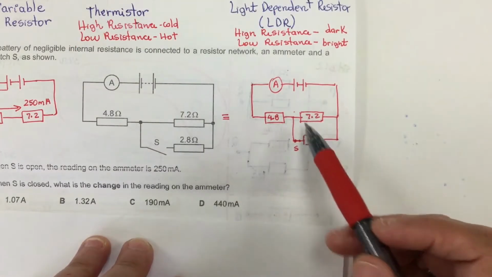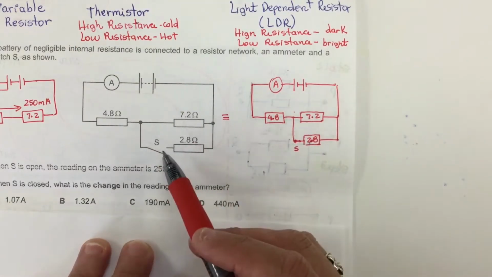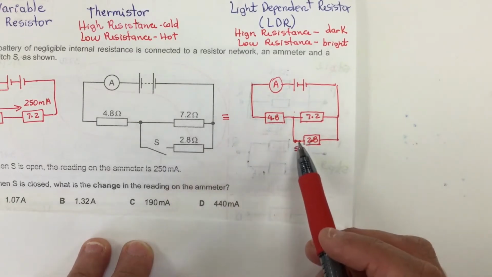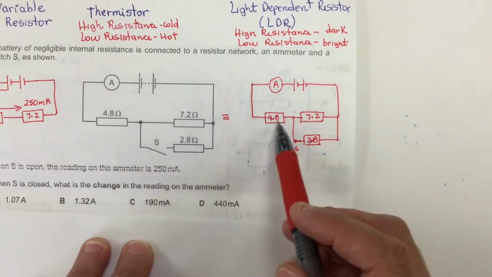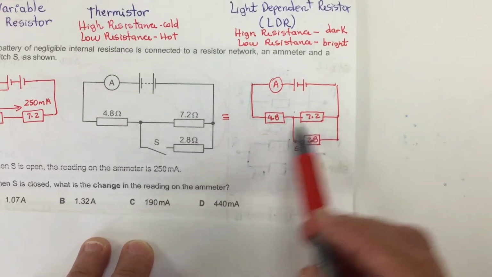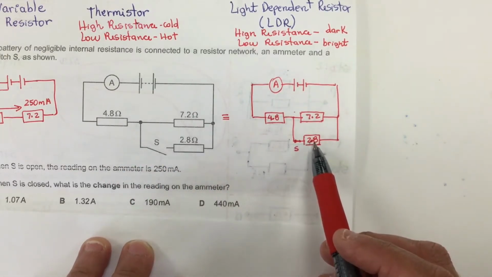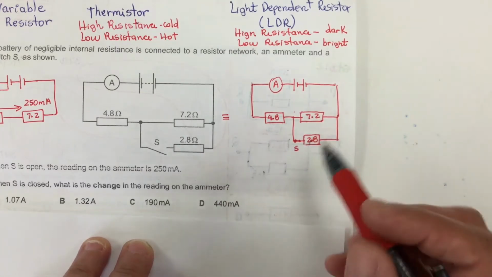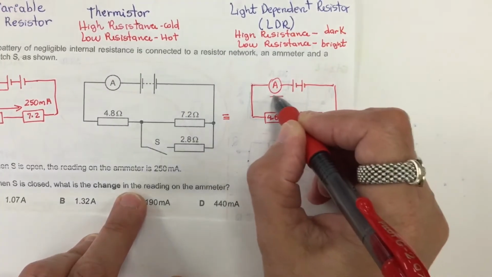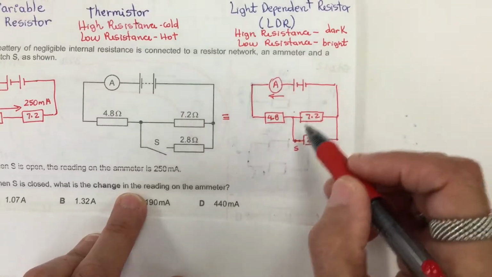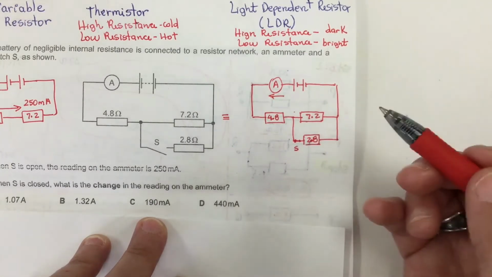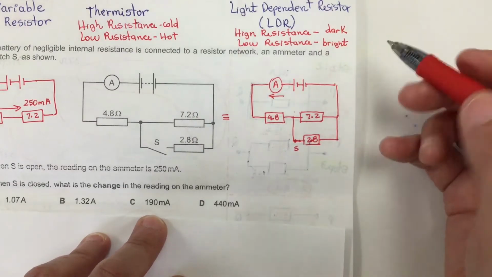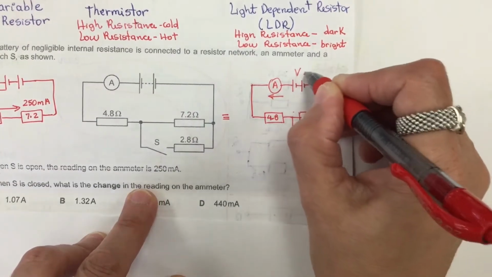This is the same circuit when the switch is closed. So we have these resistors, 7.2 and 2.8. The current flowing when the switch is open is provided, but we cannot go that far without knowing the voltage here.